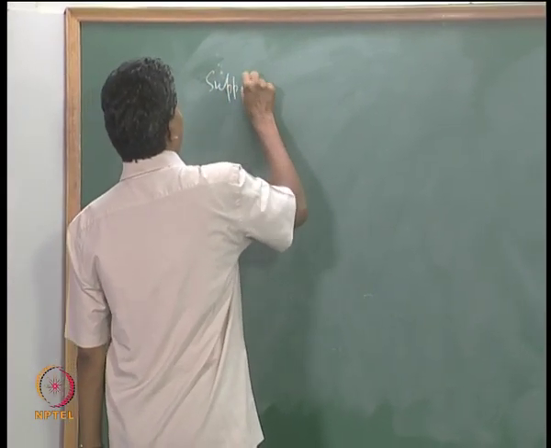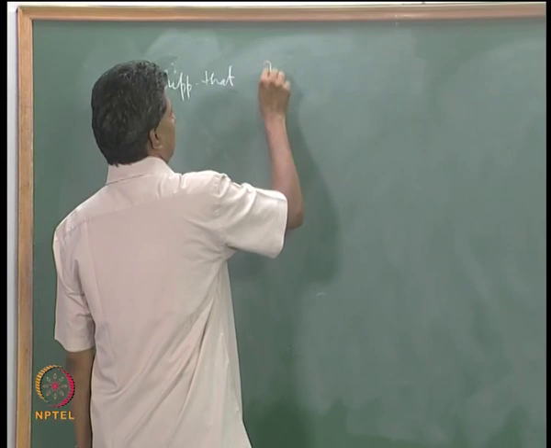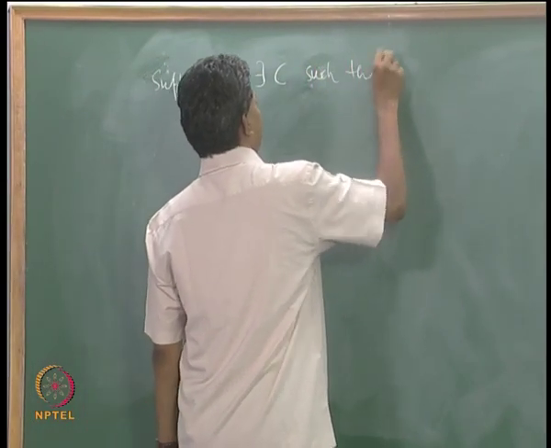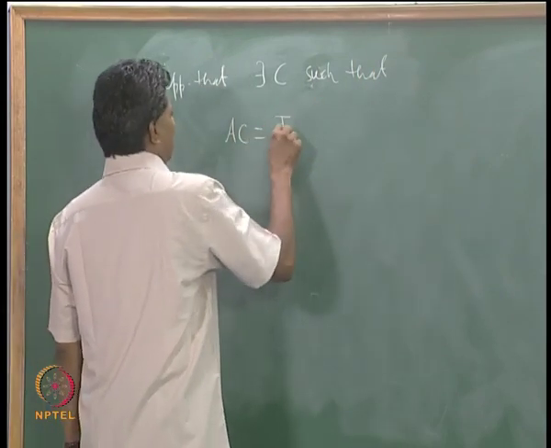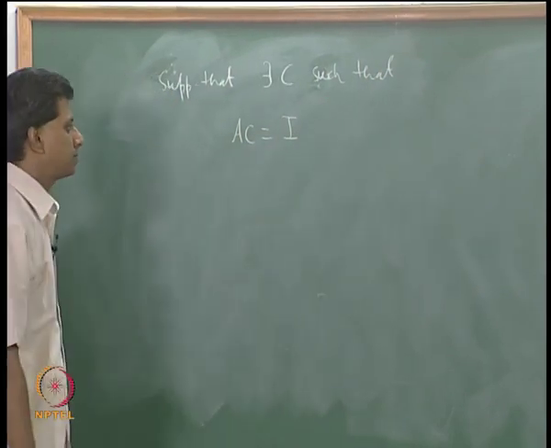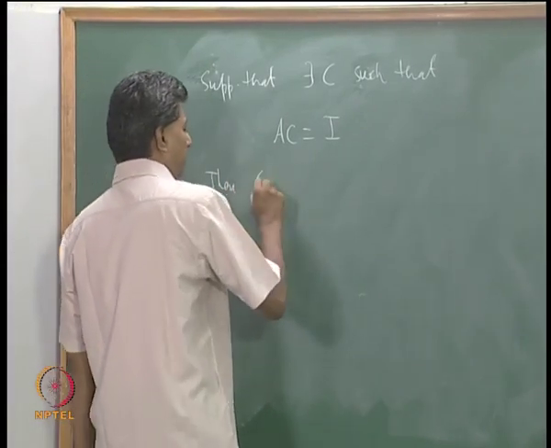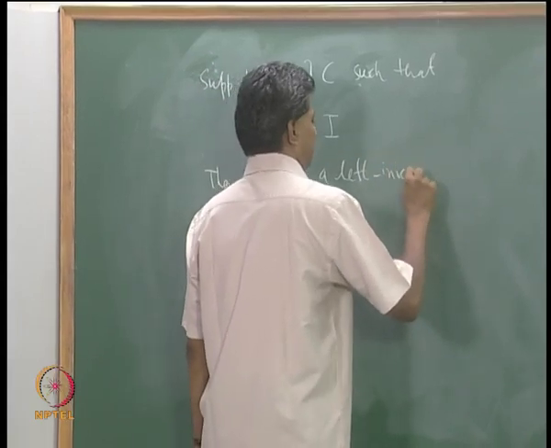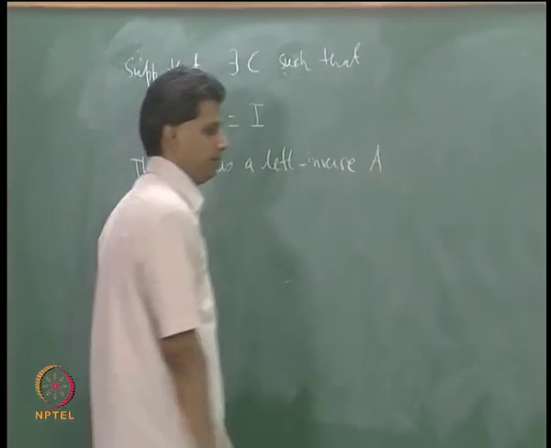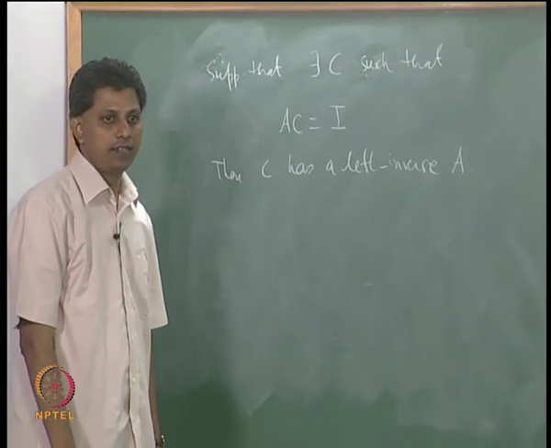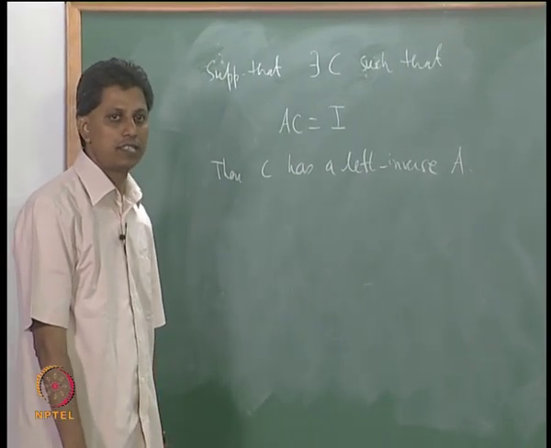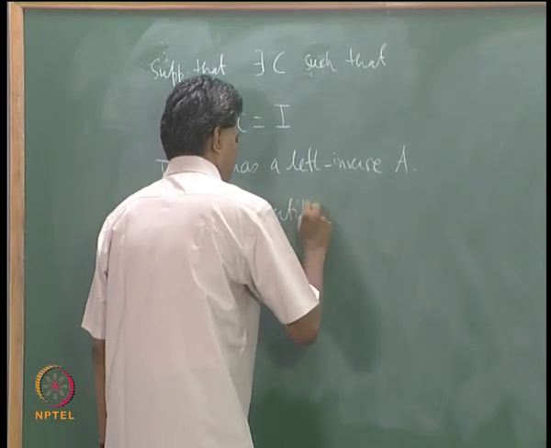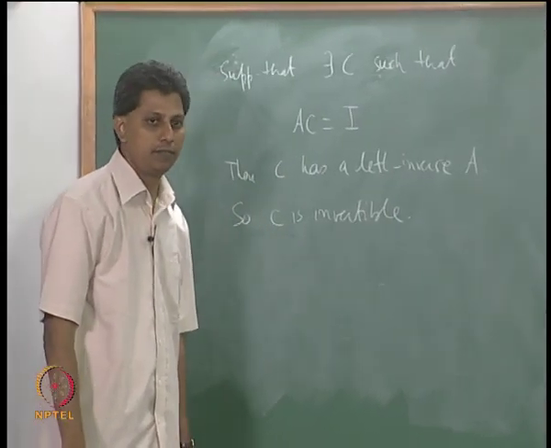Suppose that A has a right inverse. There exists C such that AC equals identity. That is, A has a right inverse. Then C has a left inverse, A. By appealing to the first part, I know that C is invertible.